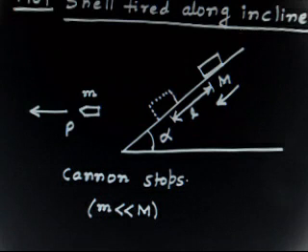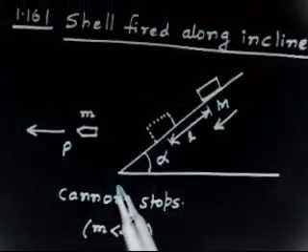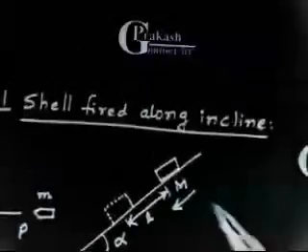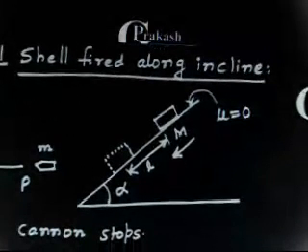Okay, let me read the problem. This says a cannon of mass capital M starts sliding freely down a smooth inclined plane at an angle alpha to the horizontal. So we have an inclined plane. This inclined plane is smooth, so mu is 0 for this inclined plane. Mu is 0. Now this inclined plane is smooth.